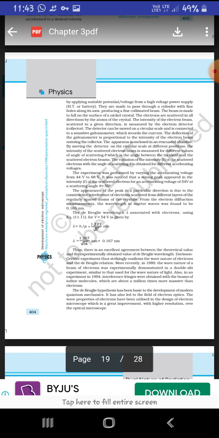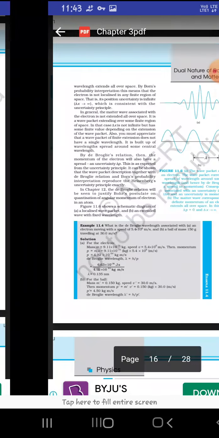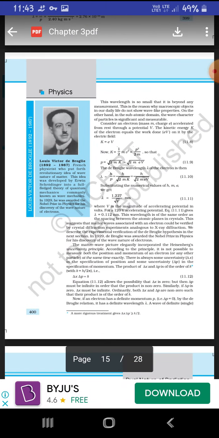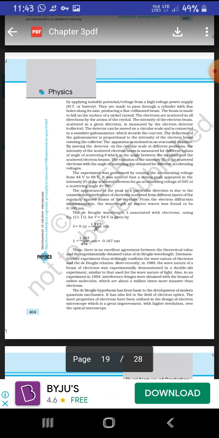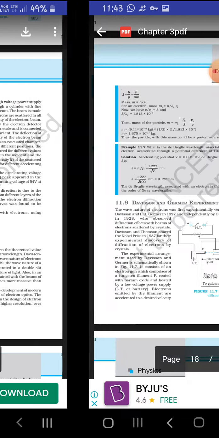So using the formula we got, lambda is equal to 1.227 by root 54, so we get 0.167 nm. So the de Broglie hypothesis has become basic to the development of modern quantum mechanics. He made a contribution to the development of quantum mechanics, and you will learn more about it.